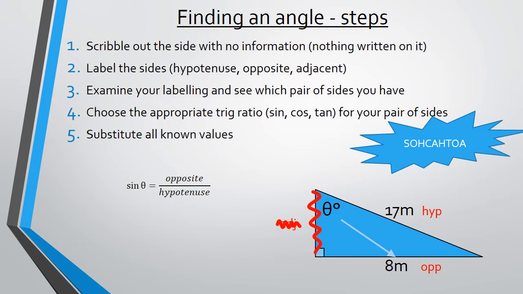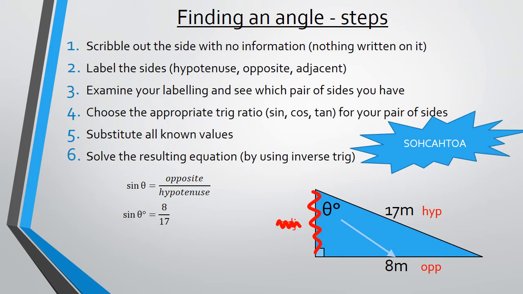Substitute all our known values. This time theta is going to remain as theta. Opposite will be 8, hypotenuse will be 17. Now we're going to solve this equation by using inverse trig. We're going to use inverse sine to find theta in this case. So theta equals inverse sine of 8 over 17, which we type in the calculator. This is going to display 28.07248694. Then we're going to push the angle button to get 28 degrees, 4 minutes, 20.95 seconds.